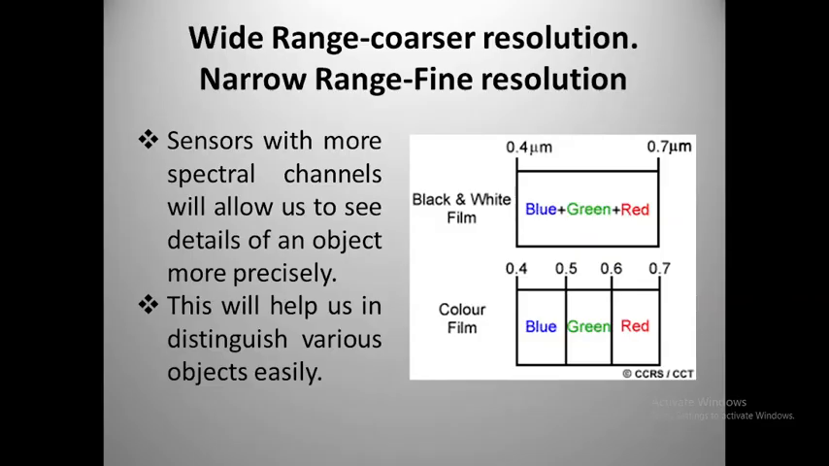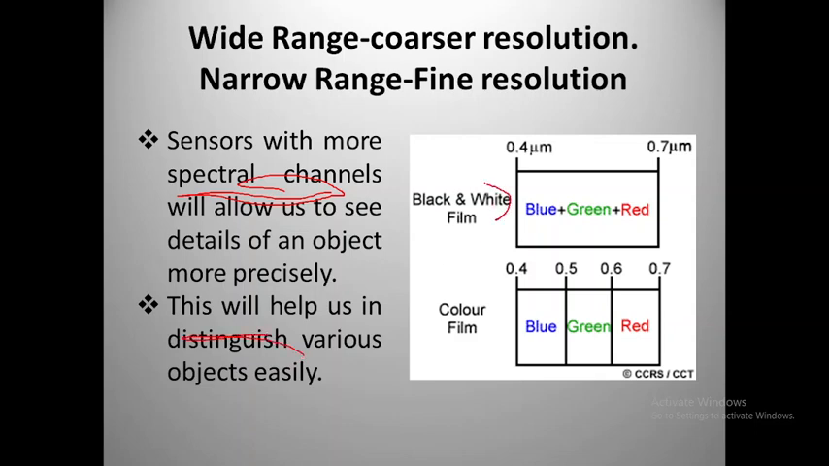The finer spectral resolution means a narrow range of the spectral bands, and the coarser resolution means a wide range of the spectral bands. The sensors with more spectral channels will help us to see details of an object more precisely. This will distinguish various objects easily.